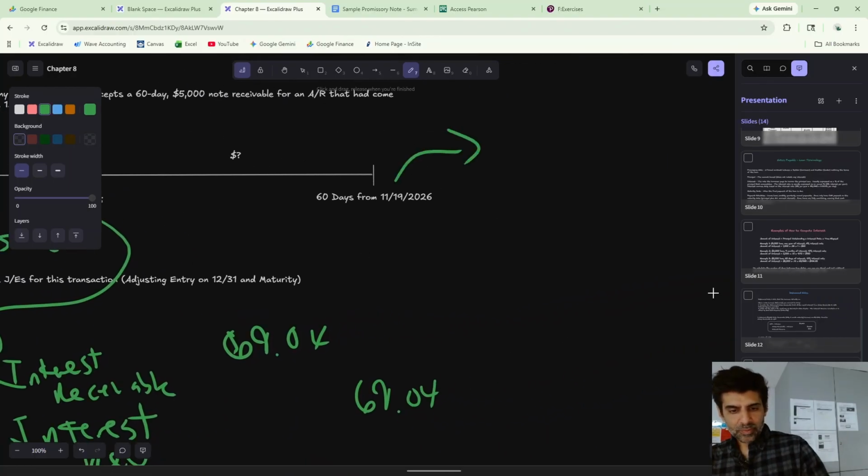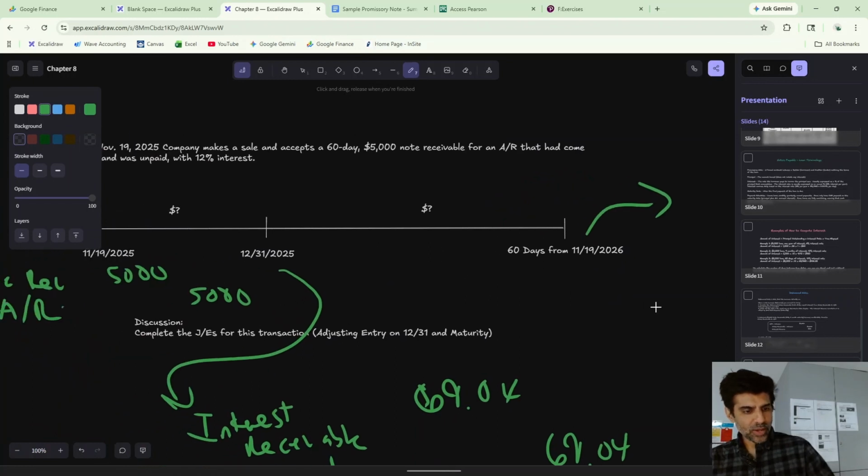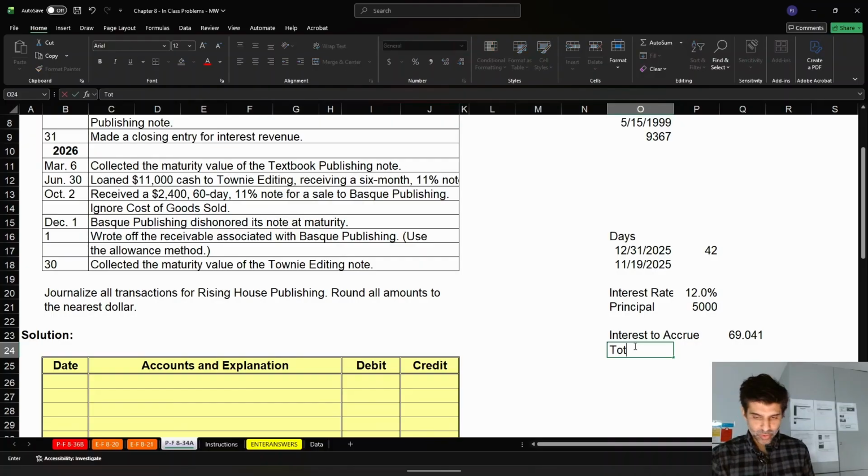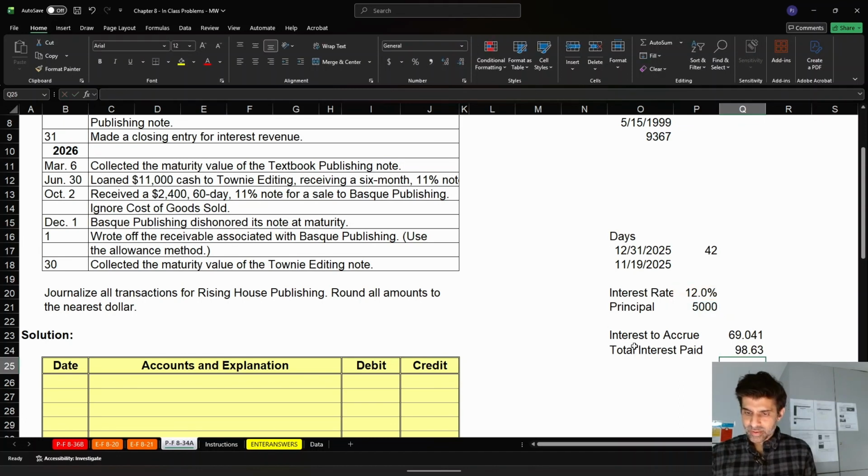Okay, so then when they pay us off, we had 42 days here. How many days are going to be in the next year? This is kind of not drawn to scale, because 42 is the majority of the 60 days. So how many days are here? 18, exactly. So the total interest paid is going to be basically principal times this interest rate times 60 divided by 365. This is the total interest that they're going to pay plus the principal of 5,000.